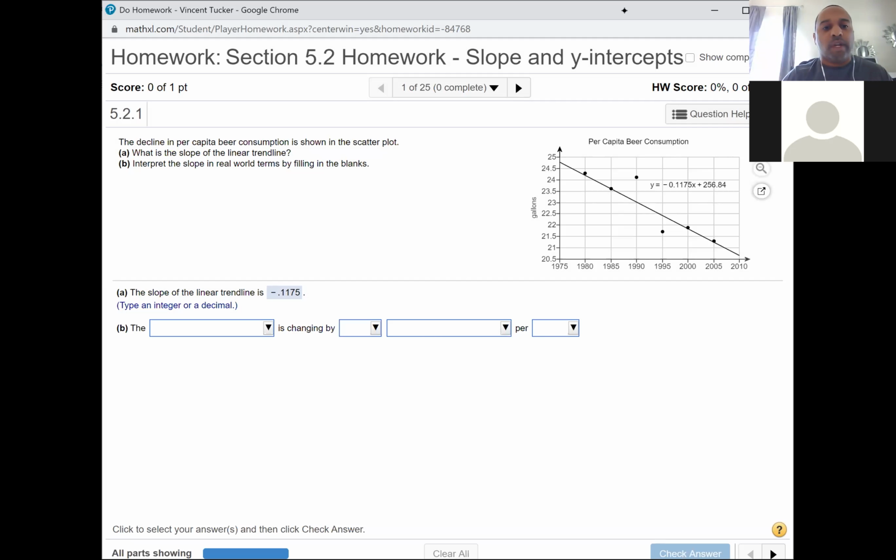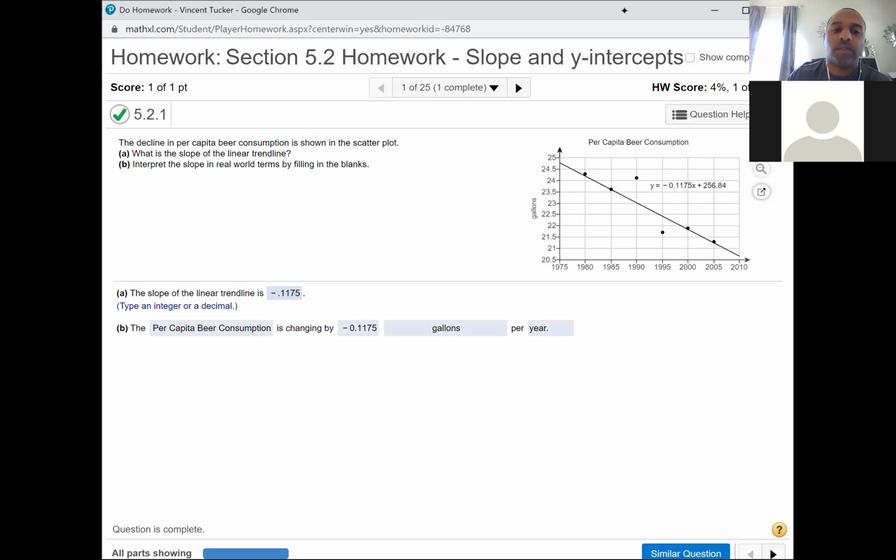All right. And then the next one, and you see the title of your graph is per capita beer consumption. So the per capita beer consumption is changing by negative 0.1175. Now, don't forget when it comes to your slope, your y is on top, your x is on bottom. So when you talk about per, it's gallons, which is your y, gallons per year, which is down bottom, your x. All right. So questions on that before we move to the next one.